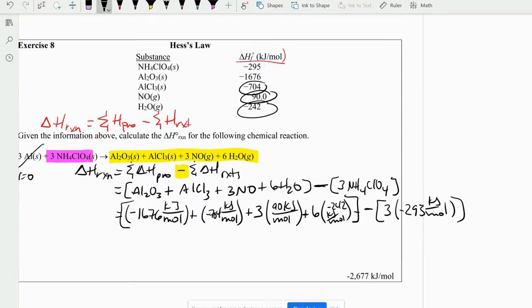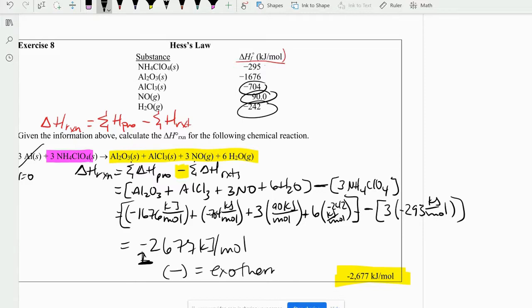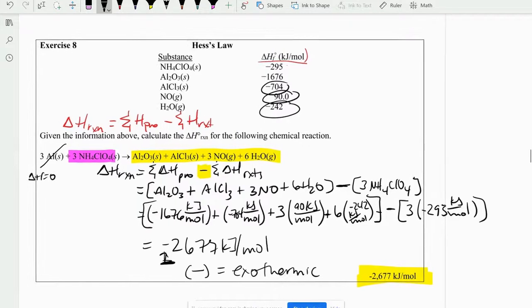Okay, I'm going to give you a second. Put me on pause and see if you actually can arrive at the answer that's indicated there at the bottom of exercise 8. Negative 2,677 kilojoules per mole. According to the signage of the enthalpy value here, negative indicates that this would be an exothermic reaction. Heat energy from the system is leaving and going to the surroundings. All right, that's one example of Hess's law. Let's do exercise 9.